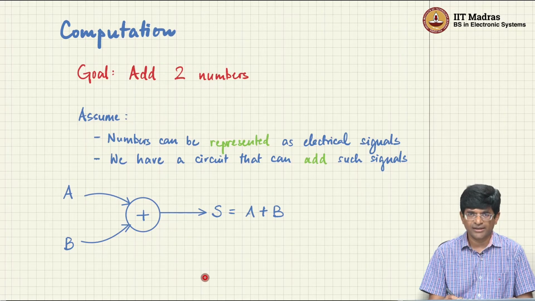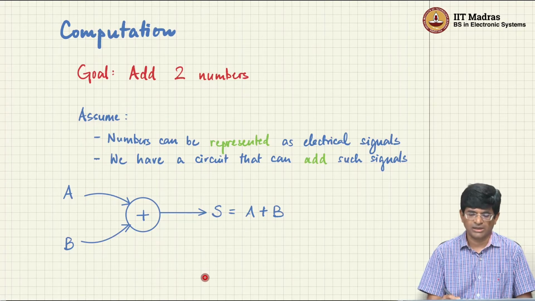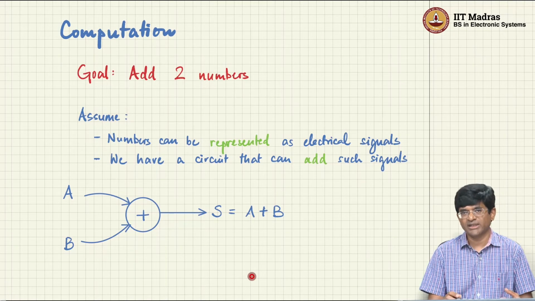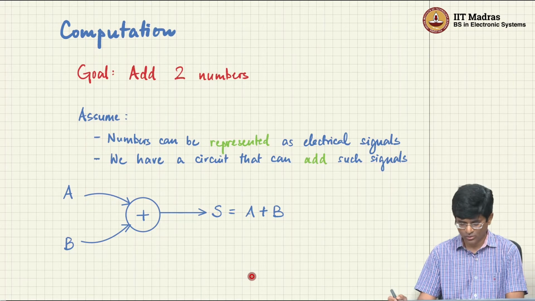Those two go into this adder, the adder does something, and out comes S, which is the sum of these two values, okay? So we assume that the circuit has been built appropriately. It works the way that we expect it to. All right. Now, where do we go from there?